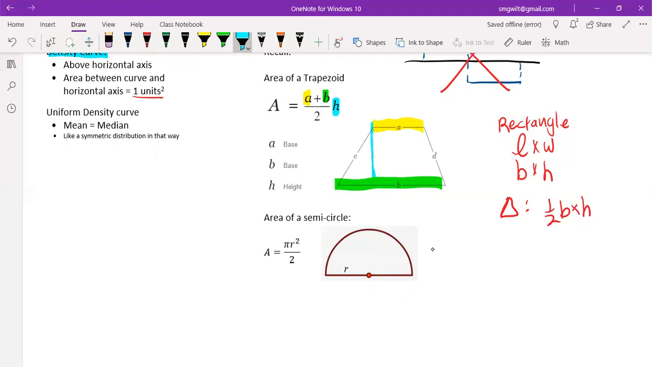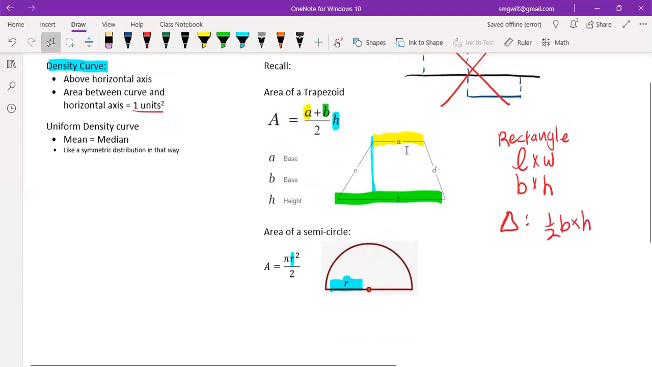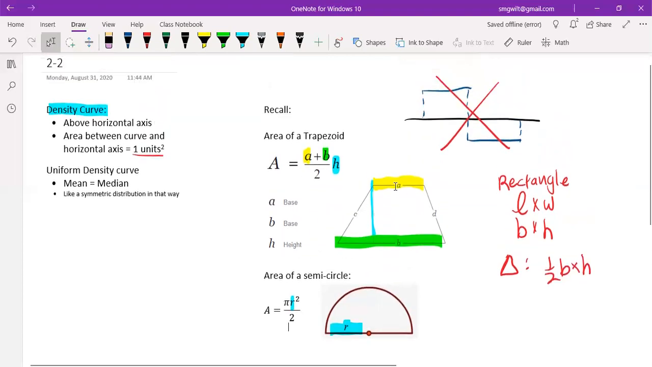You do that to check to see if it's 1. And then the area of a semicircle is half the area of a circle. So you're going to be given a radius, right? You take the radius value, square it, multiply that by pi, and divide by 2. And if that equals 1, then you have a density curve. I just wanted to remind you of those formulas just in case you needed them, because they are in some of the questions.